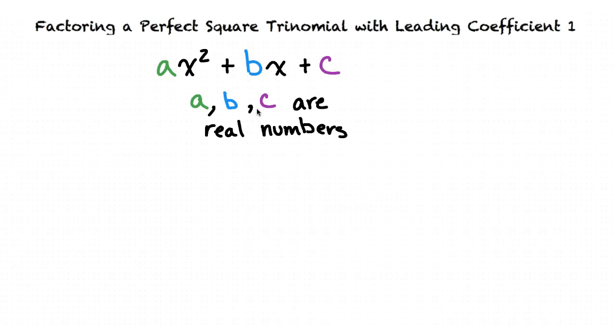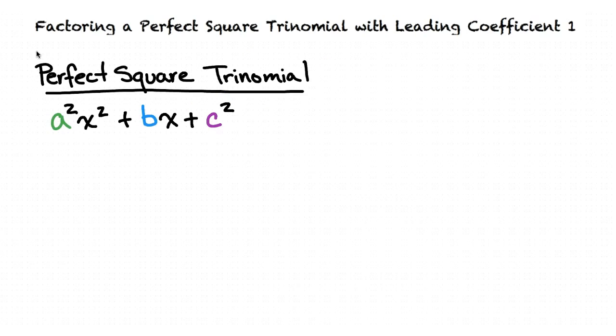However, there is also a specific kind of quadratic trinomial, a perfect square trinomial. A perfect square trinomial is a quadratic trinomial. However, it has a slightly different form. It instead has the form a squared times x squared plus bx plus c squared. This means that the coefficient of x squared and the constant term must be perfect squares. Also, the term b is equal to 2 times a times c.